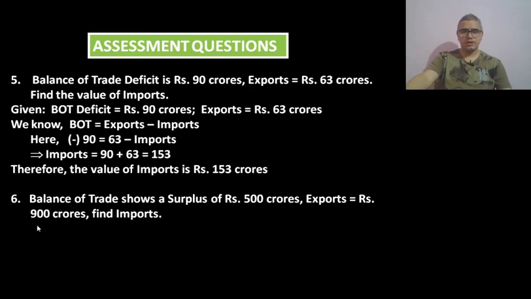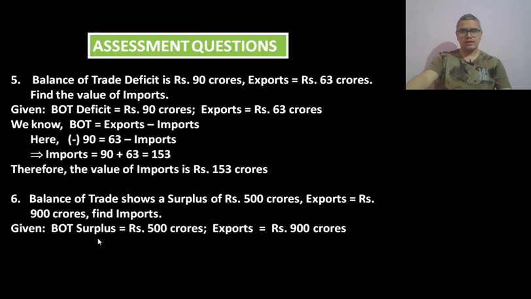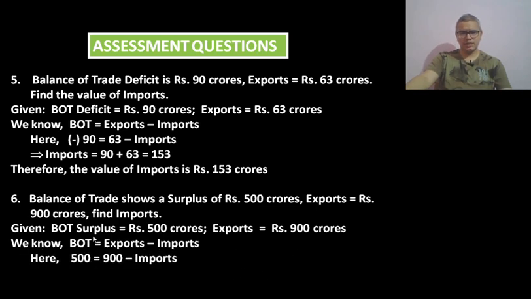The value of exports again is given. We are asked to find imports. Now here also we see that the balance of trade surplus is given. We write the given value over here. In a similar fashion, we write the formula, and here we replace balance of trade by 500 because a surplus is given, so we don't have to mention a minus or plus sign, because it is understood that whenever we write only the value of the balance of trade, it means that it is in positive terms. So 500 equals exports, which is given as 900, and imports we are asked to find.